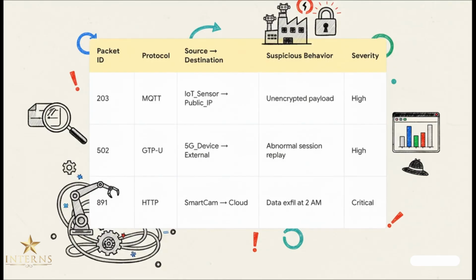So as you find these signals in the noise, you'll need to document them. This is what your log might look like. You know the packet ID, the protocol being used, like MQTT for IoT devices, and where it came from and where it's going. Then you describe what's so weird about it. Now, take a look at that last one, packet 891. A smart camera sending data out to the cloud at 2 in the morning? That is a huge red flag for data exfiltration.